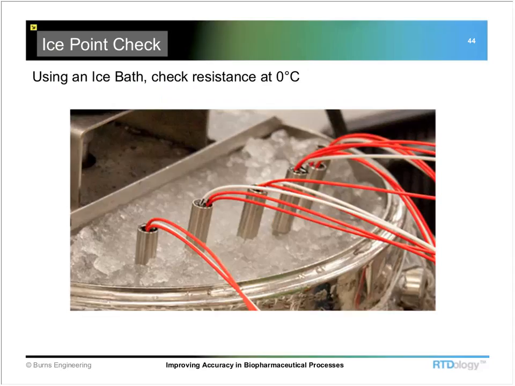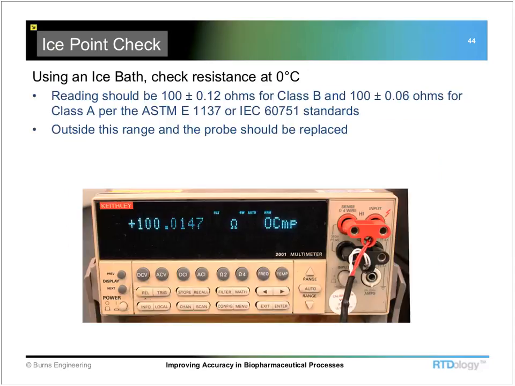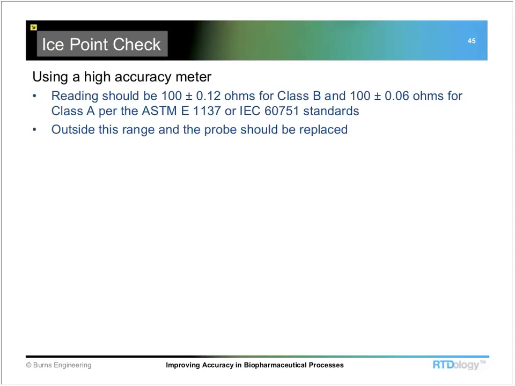So again, ice bath check. Ice bath is real easy to make up, and you can plug the sensors in there, go ahead and measure them with a high accuracy ohm meter or other device you may have, and they should repeat within at least the initial interchangeability numbers. And if it's outside of those limits, you really should consider replacing the probe, because it means something has happened to that sensing element, and it's a bit questionable.